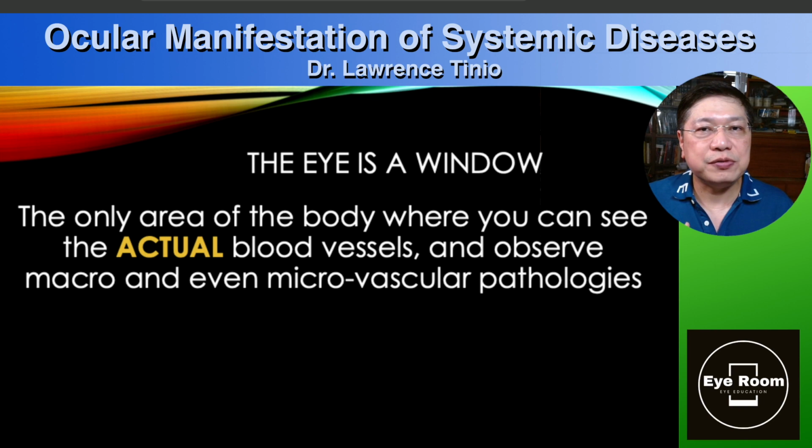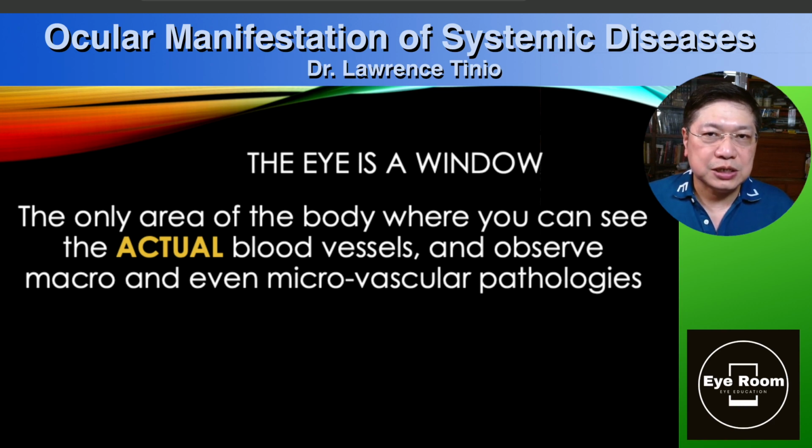We've probably heard of the term the window of the soul, but the eye is an actual window because the front part, the cornea, is transparent, the lens is transparent, and from there you can see the retina where all the blood vessels are. And this is the only area of the body where you can actually see the blood vessels.